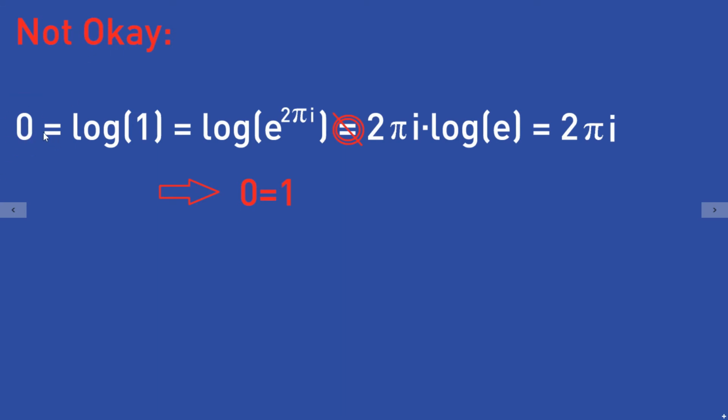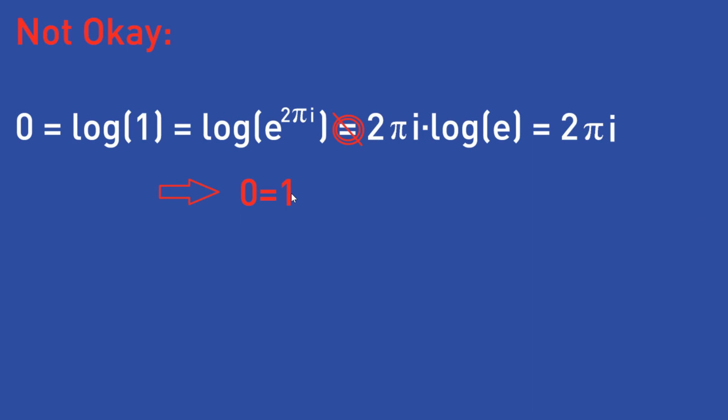So you could write 0 as the logarithm of 1. This is equal to the logarithm of e to the power of 2 pi i. Now we try to bring this exponent here, 2 pi i, in front of the logarithm. So we get 2 pi i times the logarithm of e. The logarithm of e is 1. So this is equal to 2 pi i. And in the end we get 0 is equal to 1 again. So here we are again.